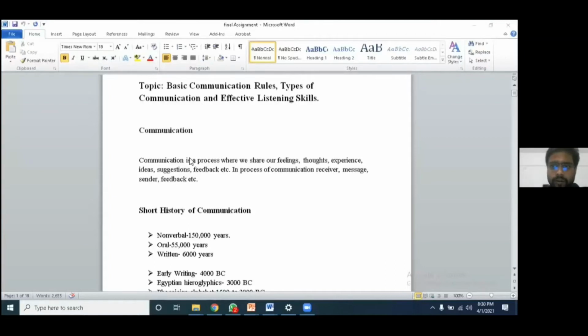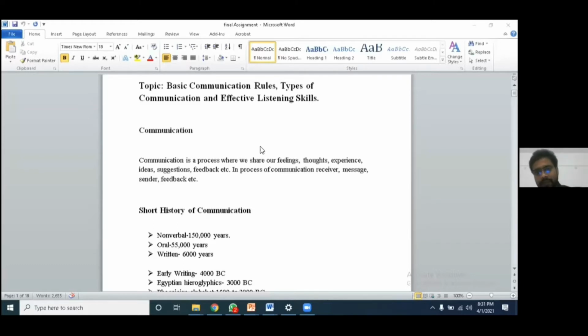If we saw the basic communication rules, types of communication, and effective listening skills, what is communication? Communication is a process where we share our feelings, thoughts, experiences, ideas, suggestions, feedback, etc. In the process of communication, there are a receiver, a message, a sender, and feedback.